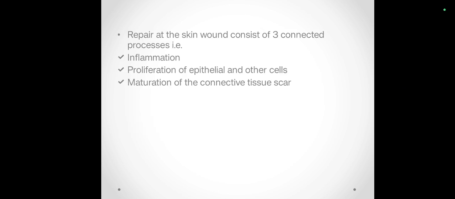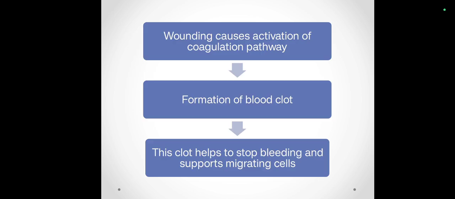Repair of a skin wound consists of three connected processes. That means the processes which happen one after the other. First is inflammation, which is followed by proliferation of epithelial and other cells, accompanied by scar formation. Now we'll see the step-by-step process of healing by second union.